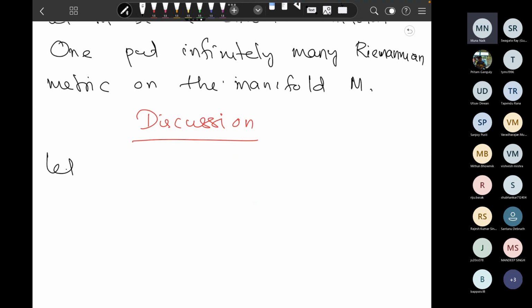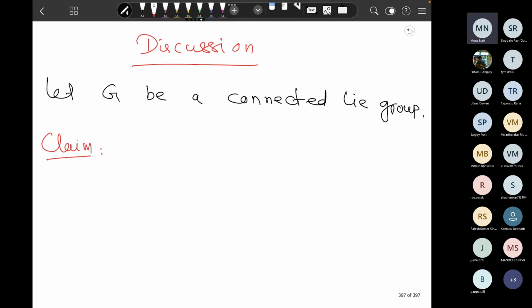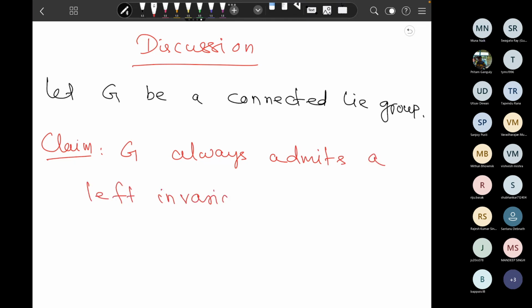Let G be a Riemannian manifold. I have to start with a connected Lie group, right? Because a Riemannian manifold by definition is connected. Let G be a connected Lie group. Claim: G always admits a left invariant Riemannian metric Q on it. This is very easy.